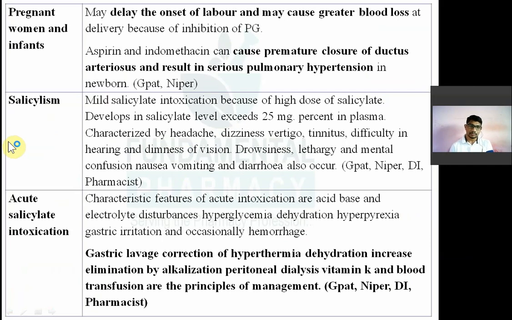Now what is the adverse effect of aspirin and salicylate in the pregnant woman? They may delay the onset of labor and may cause greater blood loss during the delivery. Labor मतलब जैसे बच्चा डिलीवर होने का टाइमिंग जो है उसको डिले करेंगे ये. And they can cause greater blood loss during the delivery because they have inhibitory action on the prostaglandin. So that is the aspirin and indomethacin.